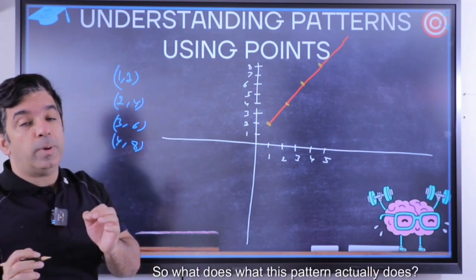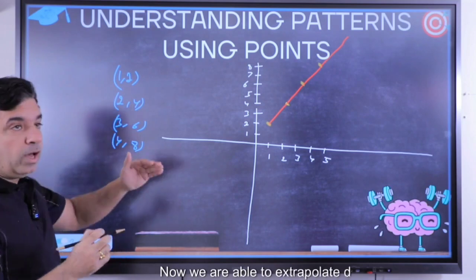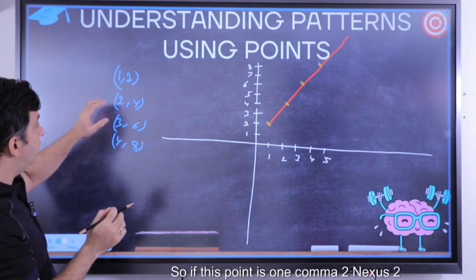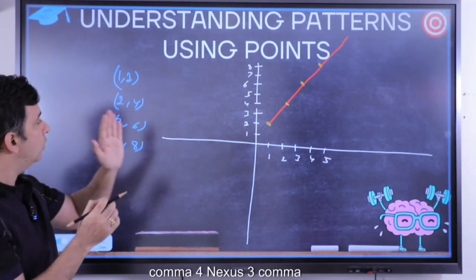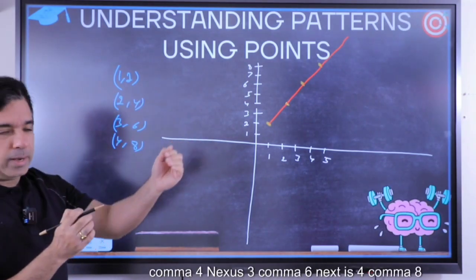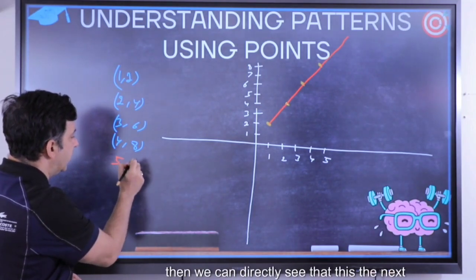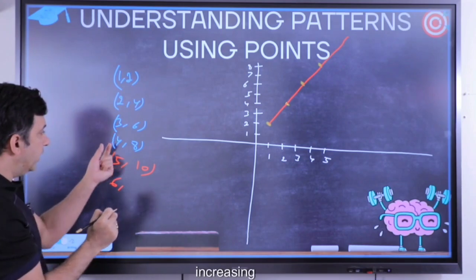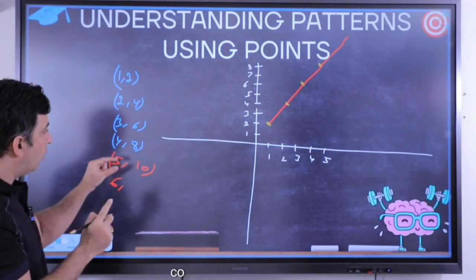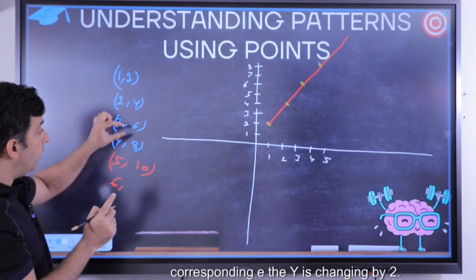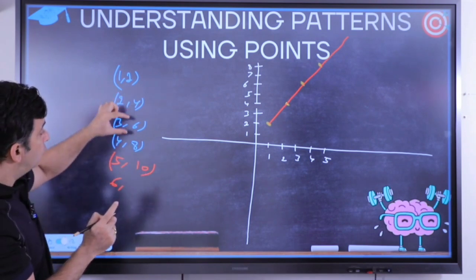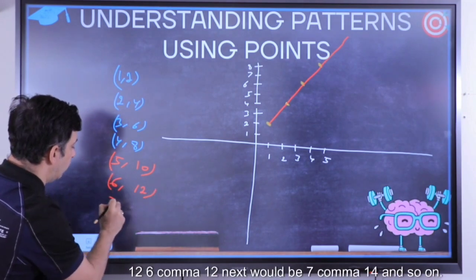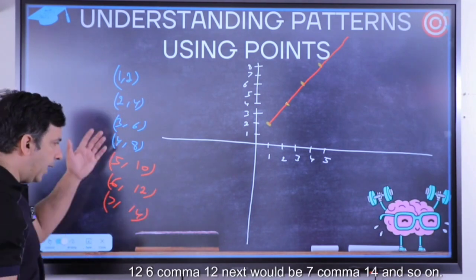So what this pattern actually does is that now we are able to extrapolate data just on the basis of this. If this point is 1, 2, next is 2, 4, next is 3, 6, next is 4, 8, then we can directly see that the next would be 5, 10. Similarly, if I am increasing x by, let's say, 1, then correspondingly the y is changing by 2. Can we see the pattern over here? So next would be simply 6, 12. Next would be 7, 14, and so on.